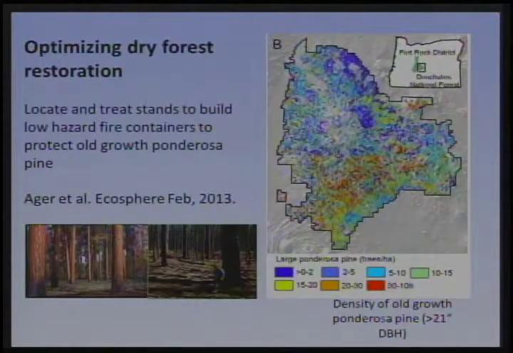Then I did an optimizing dry forest restoration, and I'm going to skip over that, but it just came out in Ecosphere. It's a long paper where I used treatments to maximize the protection of old growth ponderosa pine in contiguous areas so that they could maximize the restoration of natural fire, essentially. Build low hazard fire containers and protect ponderosa pine from fire. And it's described in excruciating detail in that paper.